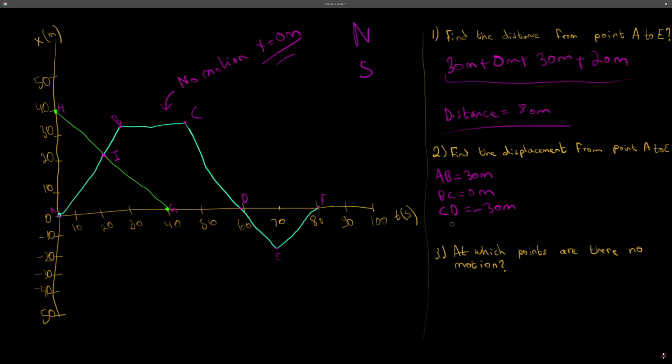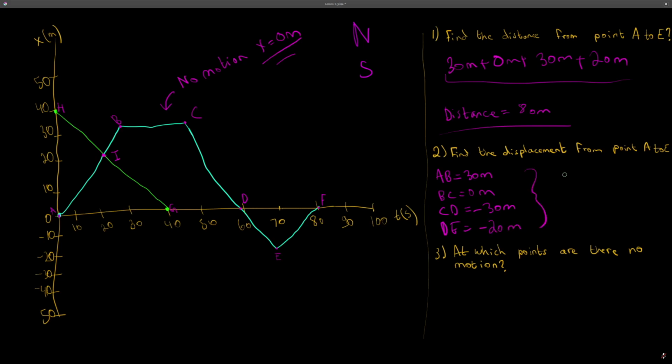We want to find D to E. So if we want to use the formula again, we can. x final minus x initial. So the initial here is 0 and the final is negative 20. So negative 20 minus 0, which is equal to negative 20 meters. So D to E is equal to negative 20 meters.